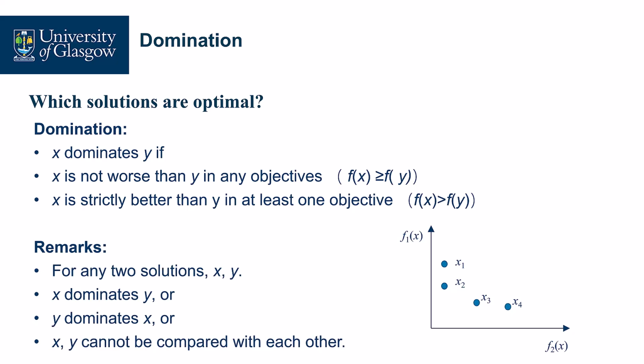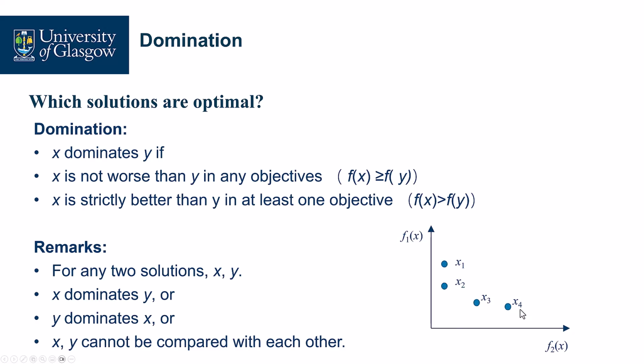So in this way, for any two solutions, x and y, we only have three conditions: x dominates y, y dominates x, or x and y can't be compared with each other. As we can see for these four solutions, x1 dominates x2, because in terms of f2, f(x1) is larger than or equal to, here equal to, f(x2). But in f1, x1 is strictly better than x2, right?